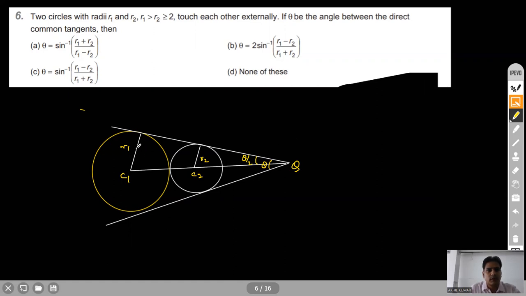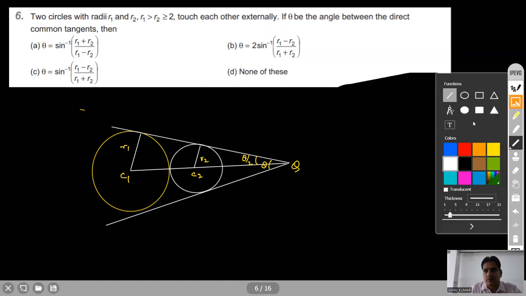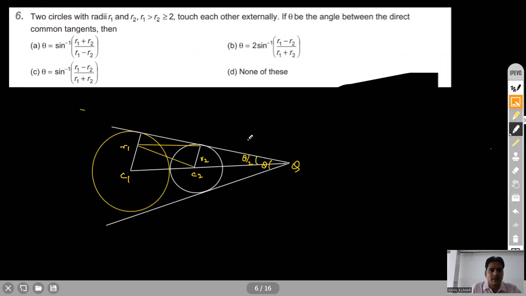Okay. So what I will do, I will join these two lines, and these two. So basically this distance will be R1 minus R2. This distance will be R1 minus R2. And if this angle is theta by 2, this will also be theta by 2. Why? Because these lines and these lines are parallel. Okay. So sine theta by 2 will be equal to R1 minus R2 upon C1, C2.